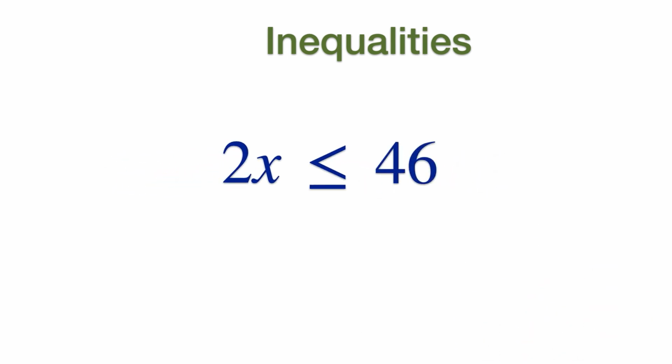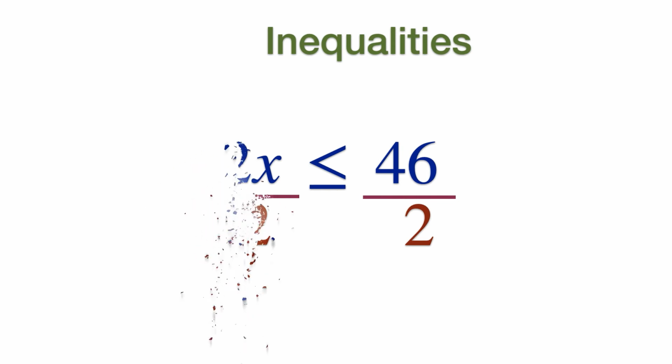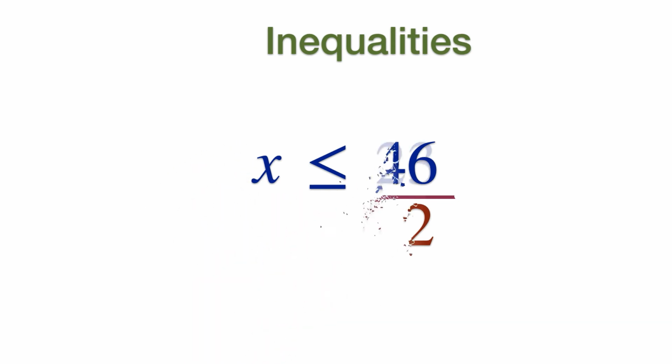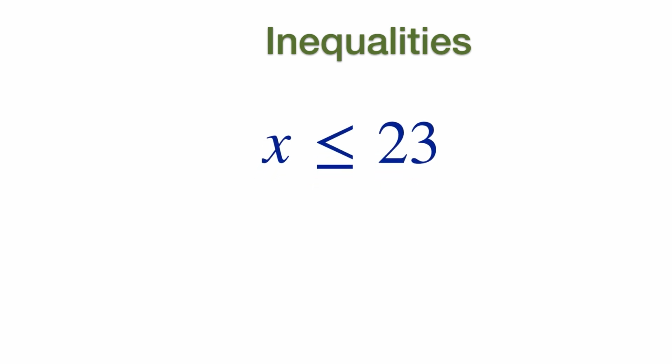X is multiplying with 2, so we now do the opposite. So we can divide both sides of the inequality by 2 in order to eliminate the 2. So this gives us x less than or equal to 23.